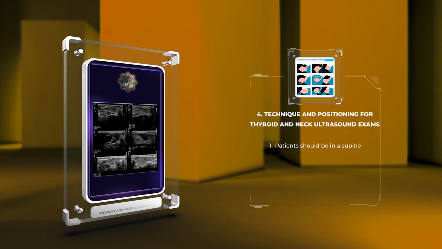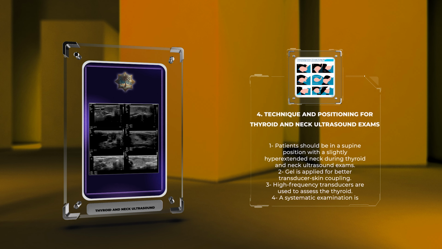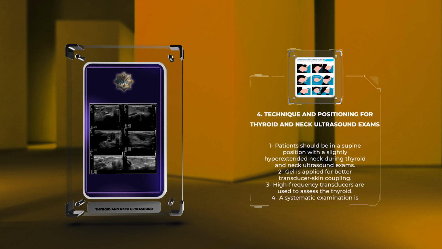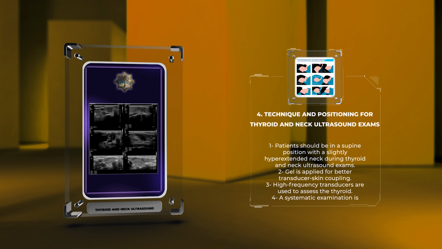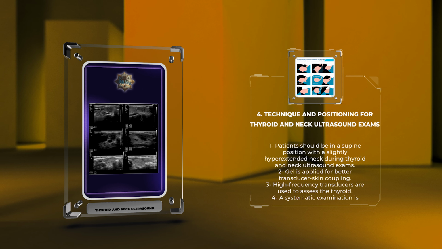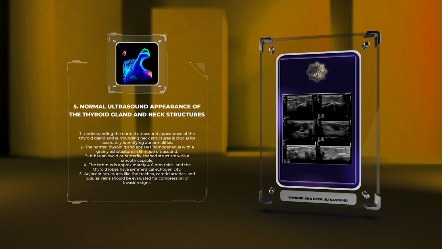During the thyroid and neck ultrasound exams, patients should be in a supine position with a slightly hyperextended neck. Gel is applied for better transducer skin coupling. High-frequency transducers are used to assess the thyroid, and a systematic examination is done to evaluate the lobes, isthmus, and surrounding structures.